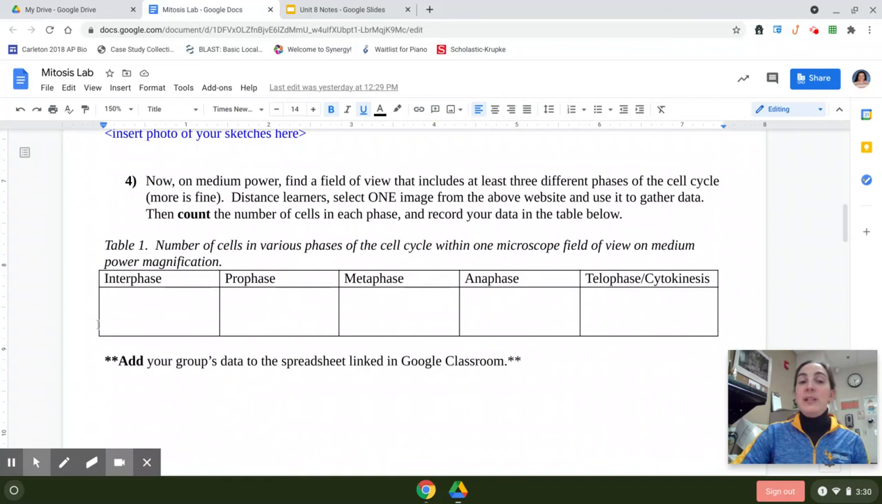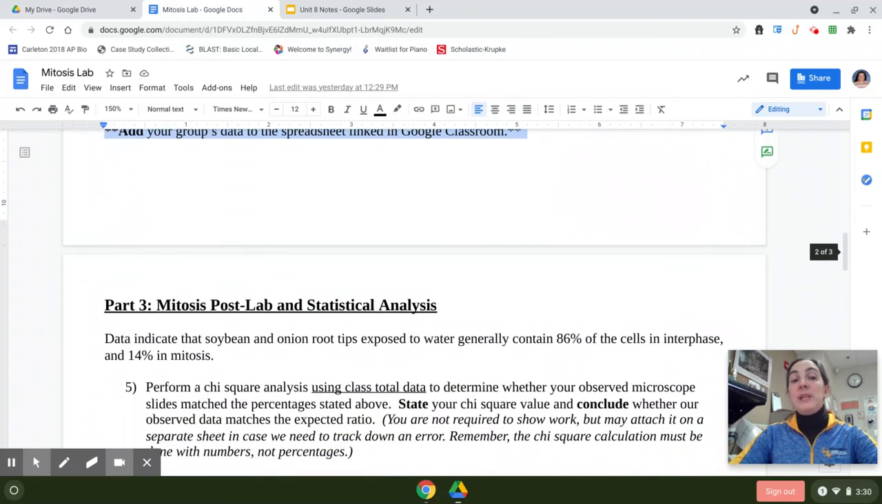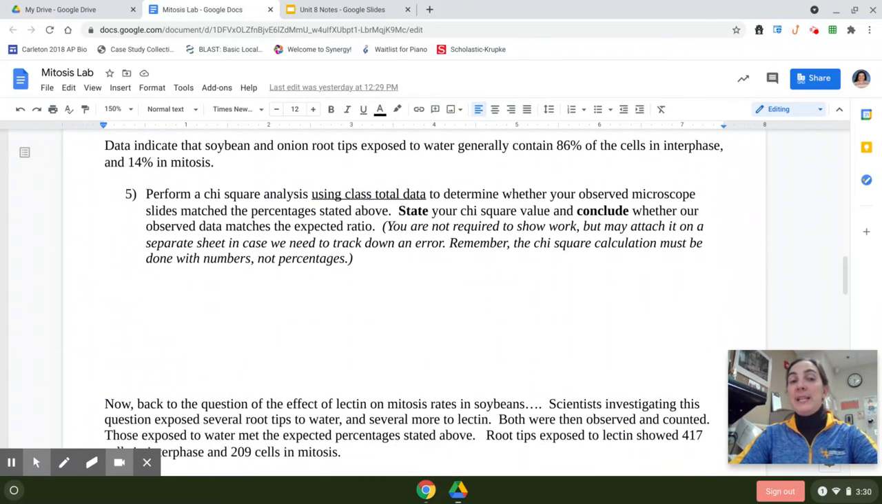The data that you collect here should also be added to the spreadsheet that's linked in Google Classroom as part of the class data. That you will need to use. I will be totaling up all of the class data over the next few days as people enter it, and you'll be using the class data to perform an analysis for number 5 to figure out whether these prepared slides and images that we're looking at represent kind of the standard amounts that we would expect for the number of cells in interphase versus the number of cells in mitosis.